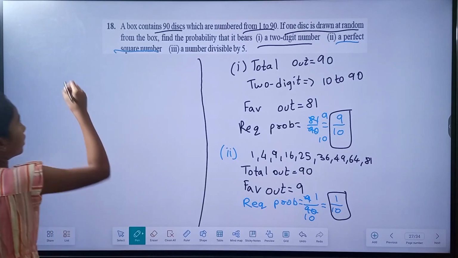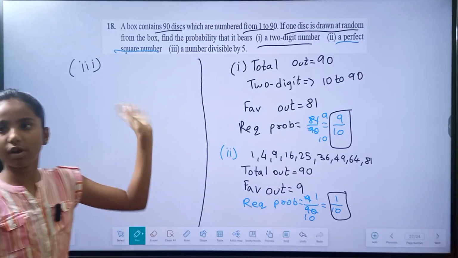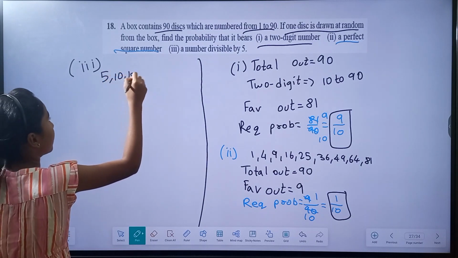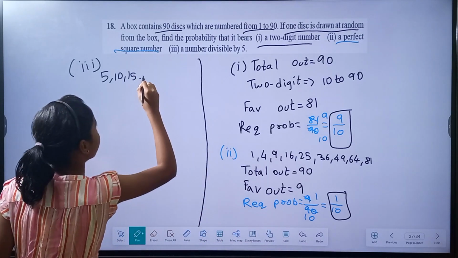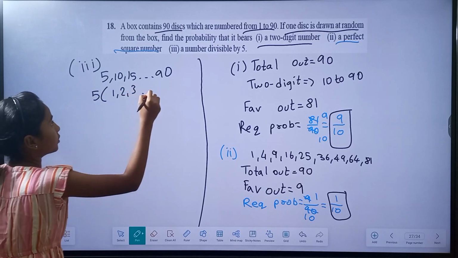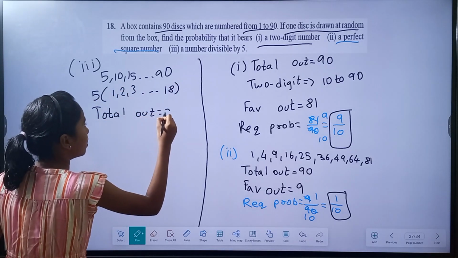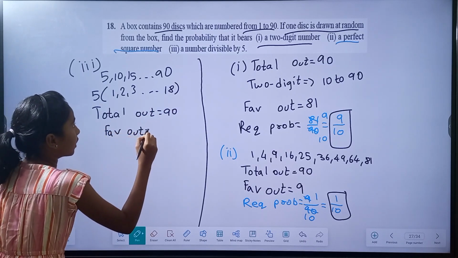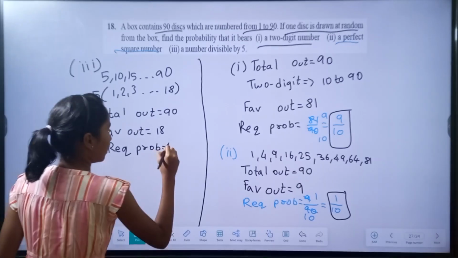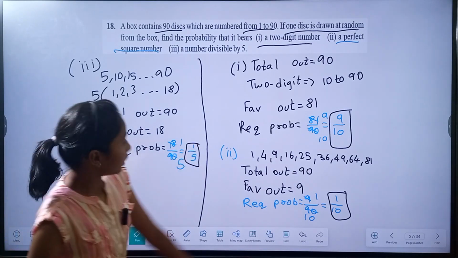Now, third part: a number divisible by 5, which means the numbers which are multiples of 5. We have 5, 10, 15 up to 90. Taking 5 common, we have 1, 2, 3, and so on up to 18, so we have 18 numbers. Total outcomes 90, favorable outcomes equal 18. So the required probability equals 18 by 90, which by simplifying is 1 by 5. Alright.